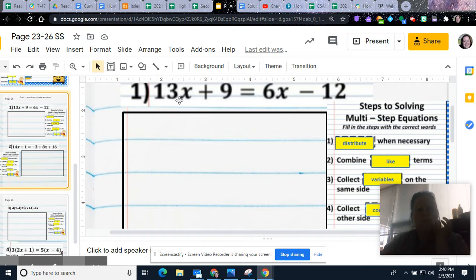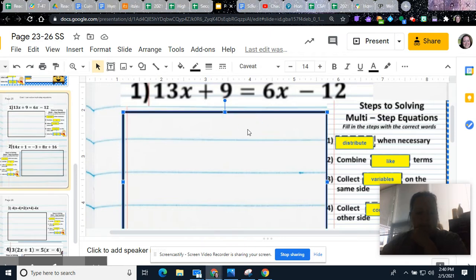Well, when you look, remember those are on the same side of the equation. So this one has a variable, this one does not. So you can't put those together. Same thing here. Variable, not variable. They can't be put together. So then you are starting down here where you're going to collect the variables on the same side.